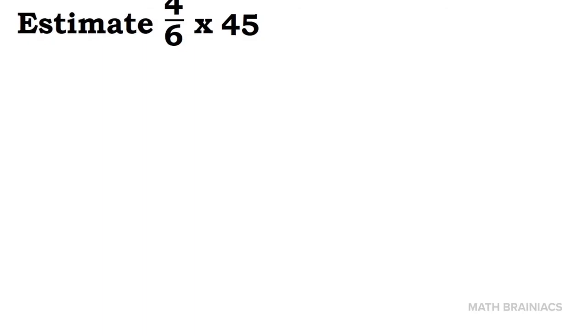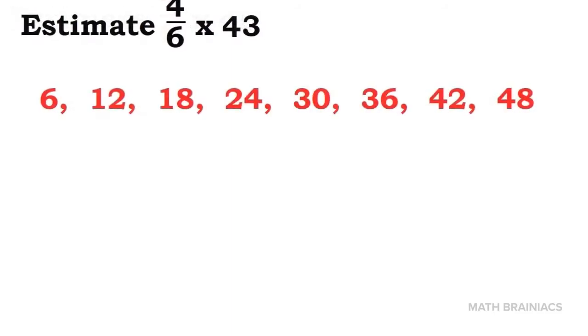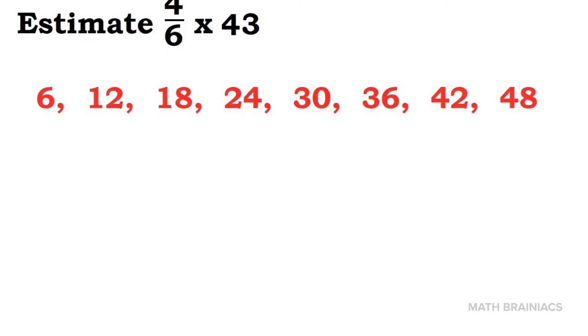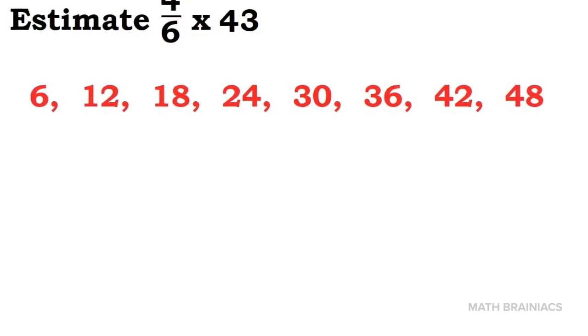Let us work on another example so that you can understand it well. Estimate 4/6 times 45. The denominator of our fraction is 6, so we're going to skip count by 6. 6, 12, 18, 24, 30, 36, 42, 48.